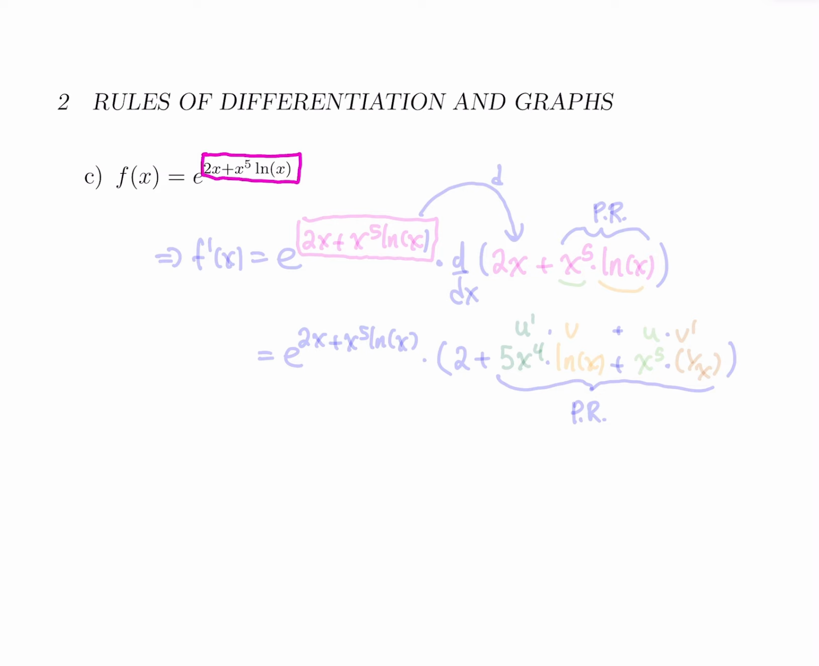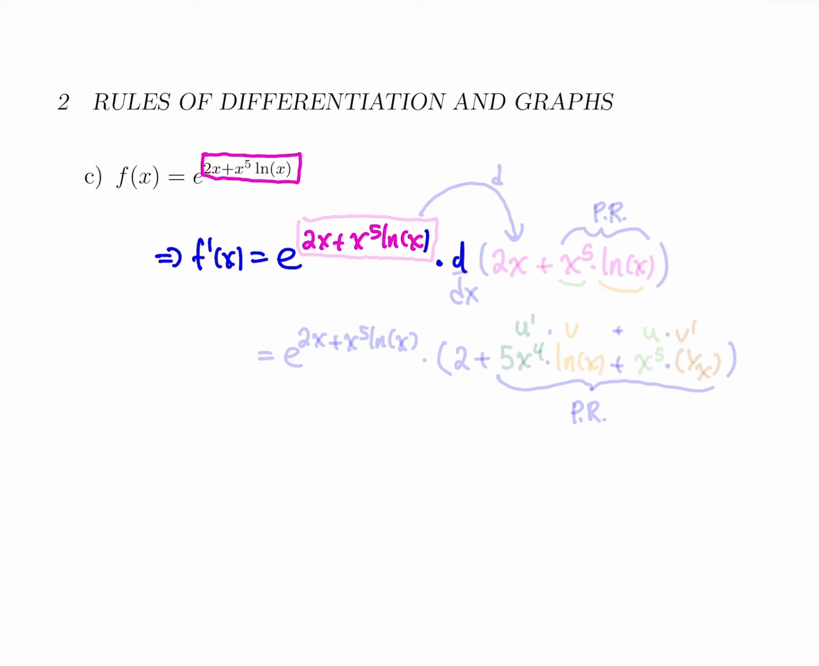So our function is really of the form e to the power of something. That something is gross, but it's really just e to the power of something. So here we go, chain rule forever. So f prime, because e^x is e^x, e^u is e^u again. So you get e to the power of 2x plus x^5 ln of x untouched. Resist temptation, don't go inside.